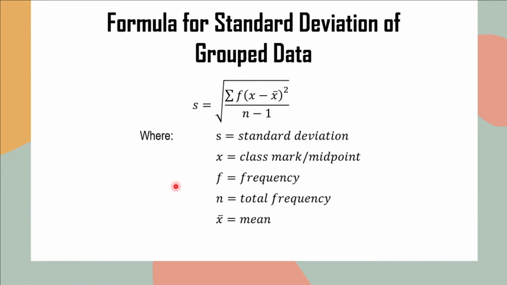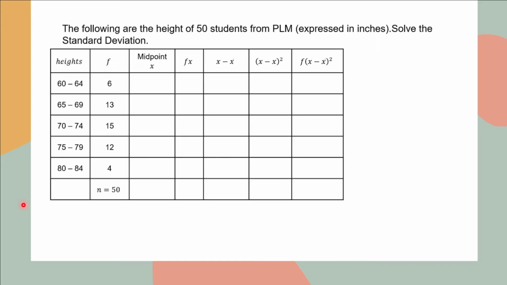Let us proceed to the formula for standard deviation of group data. So S is equal to the square root of the summation of F times the square deviation over n minus 1, where S is the standard deviation, X is the class mark or midpoint, F is the frequency, N is the total frequency, and X bar is the mean.